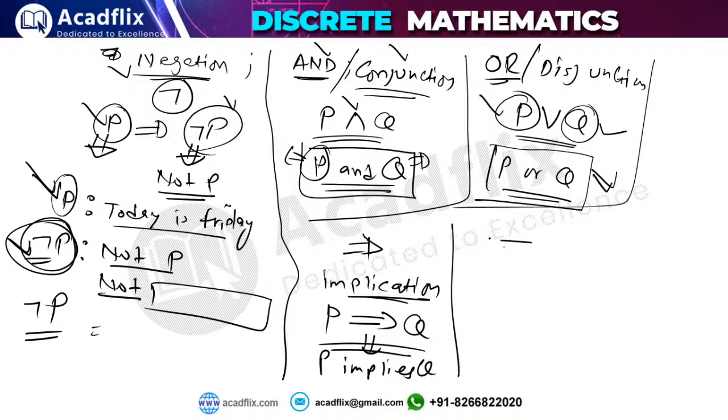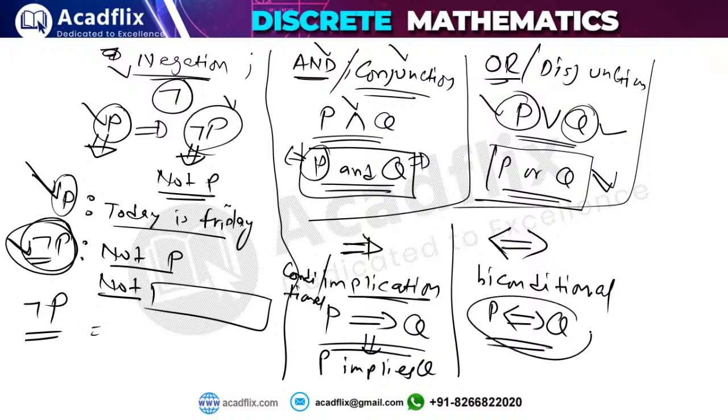The next connective we will see is biconditional. This implication is also known as conditional. So you can see this implication is conditional and this is biconditional. If you have a proposition P and a proposition Q, then this will be a new proposition, P double implies Q. This is how we will read it, P double implies Q.